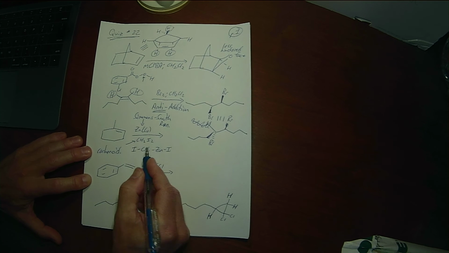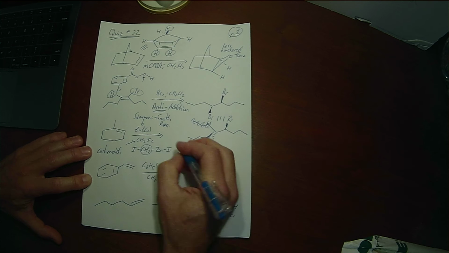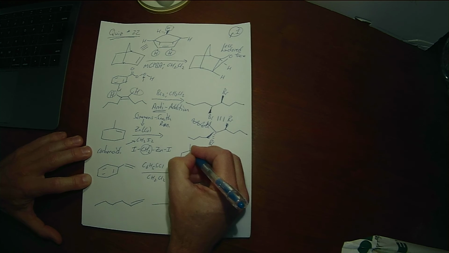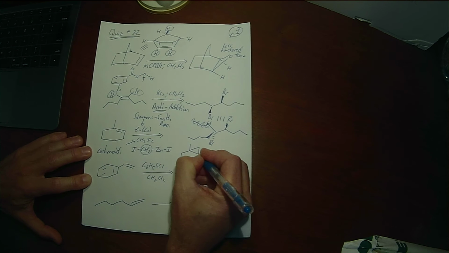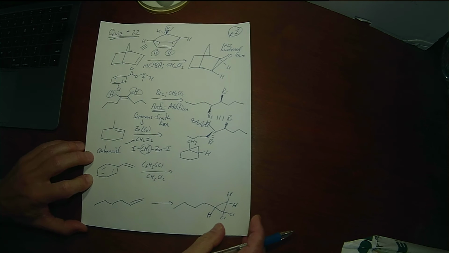So zinc iodide is going to eliminate, and this CH2 is what's going to insert into that pi bond, so the product will be the cyclopropane. You didn't really need to understand the mechanism to know that the Simmons-Smith reaction makes cyclopropanes.